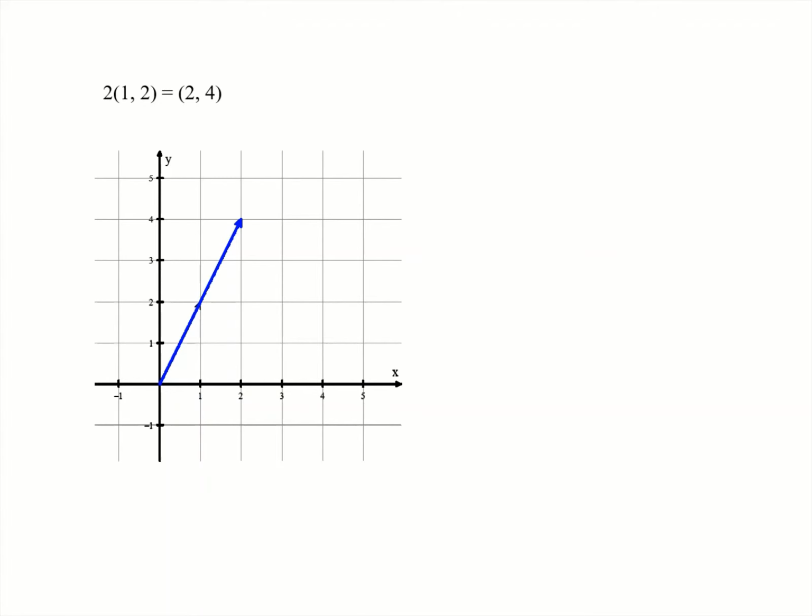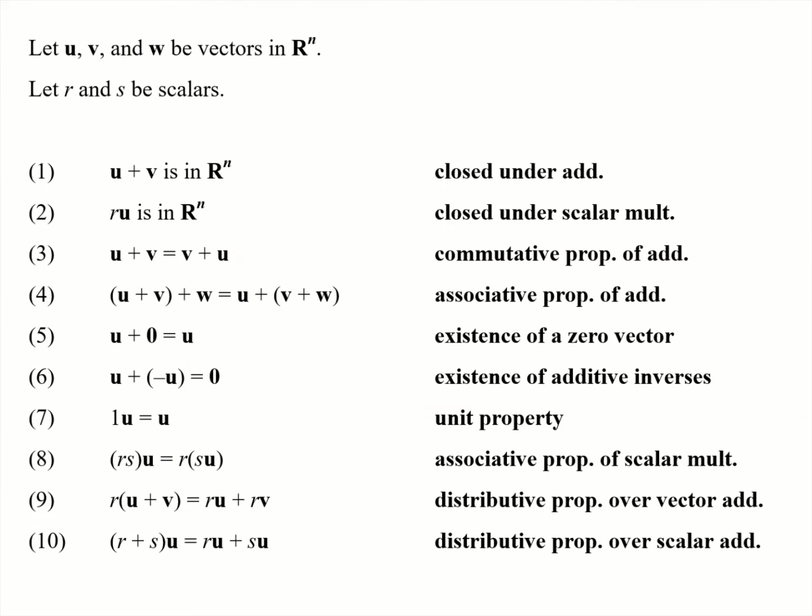Let's take a look at some properties of vectors. Let U, V, and W be vectors in Rn. If it makes it easier, you can think R3. R and S are scalars. So here's closure under addition. If you take any two vectors in R2 and add them together, that new result will be in R2. So that means it's closed under addition. You cannot get out of R2 by adding two vectors in R2. It's also closed under scalar multiplication, where a scalar like R or 7 times a vector is still in R2.